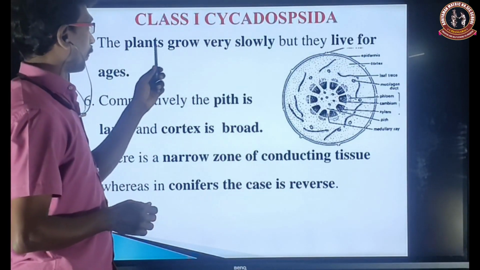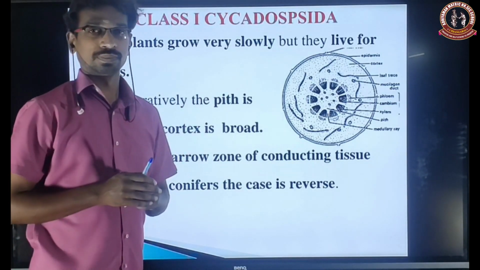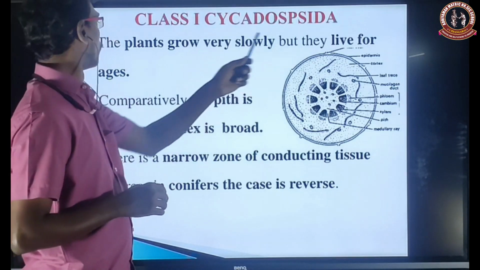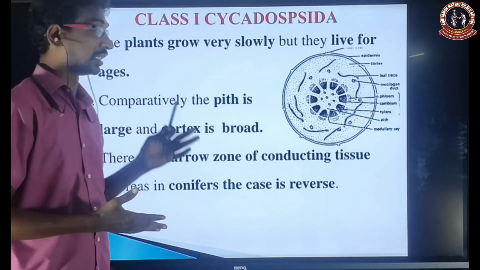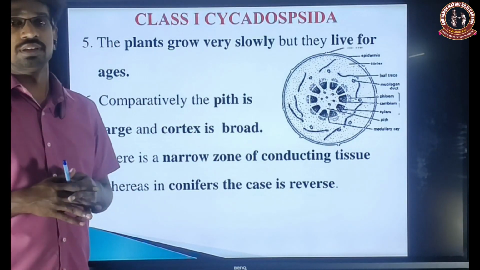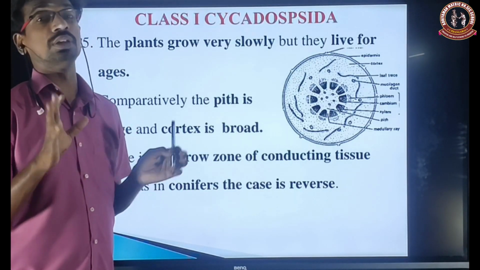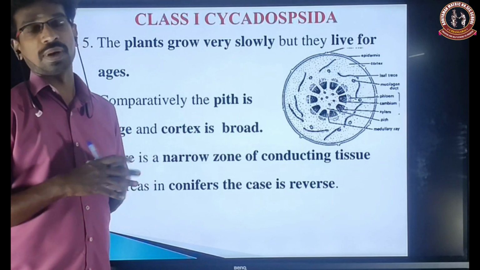The plant grows very slowly. In this group of plant, it grows very slowly. That's why it lives for many years, that is, it lives for ages. Per year, it grows only 1 or 2 centimeters in this group of plants.